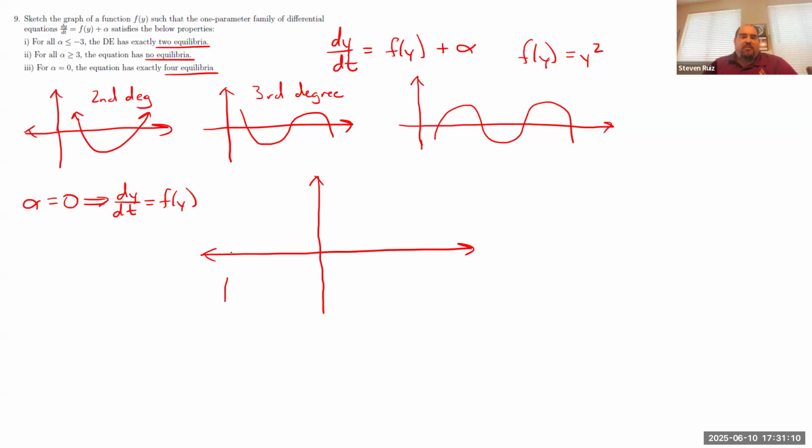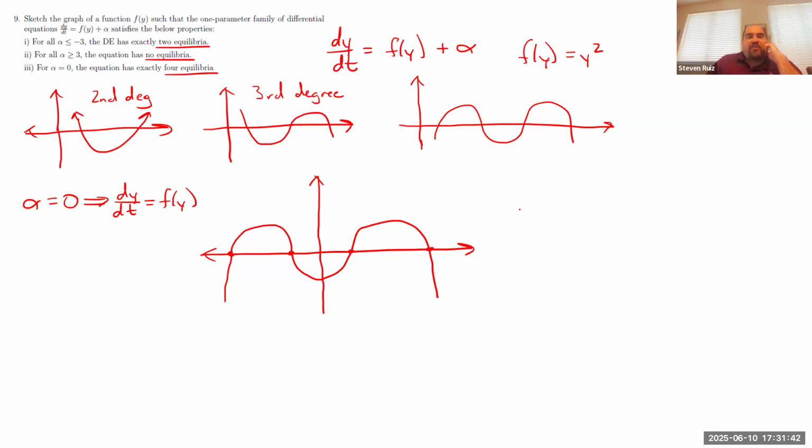1, 2, 3, 4. So this is alpha equals 0. Does this thing have 4 equilibria? Okay, I think it does. So there's one, there's one, there's one, there's one. So I've definitely satisfied part 3. Okay, so let's look at one of the other 2 bullets.